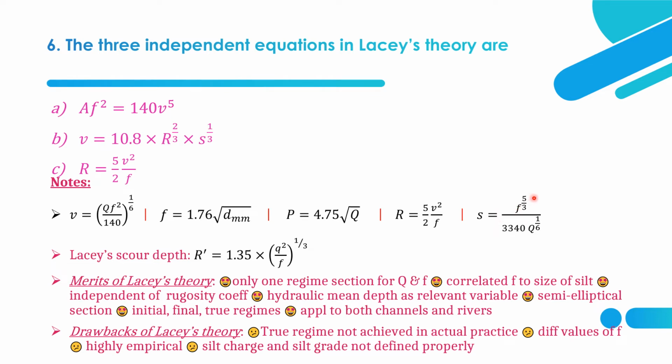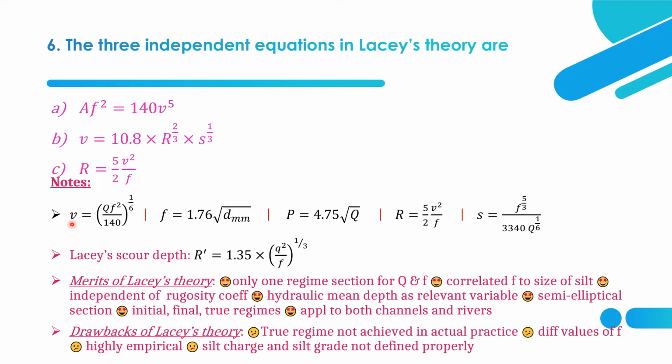Yes, 5 by 3 divided by 3340 Q power 1 by 6. So these are the formulas. Actually, this is not the side slope, this is the longitudinal slope. Sorry. S is the longitudinal slope. S is equal to f power 5 by 3 divided by 3340 Q power 1 by 6. So these are the basic and important formulas for designing a canal using Lacey's theory.